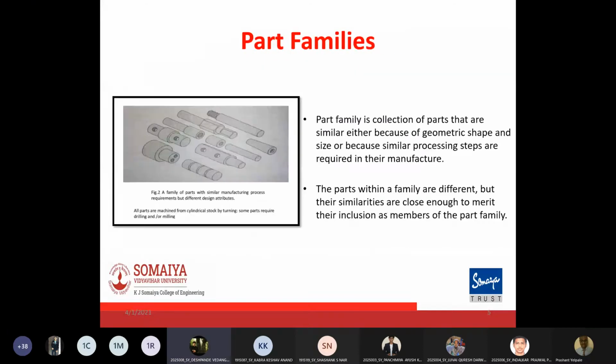Now, part family is nothing but the classification of parts into different families on the basis of their shapes, sizes, or similar manufacturing processes. As we can see in the diagram, all the cylindrical parts shown over there will come under the same category as they are all cylindrical in shape. Also, the manufacturing process, that is turning, which is required to produce them, is also the same. The parts needn't be of the same size, that is, their dimensions may be different, but some initial or basic characteristics are the same, so they are considered in a common family. Next slide.